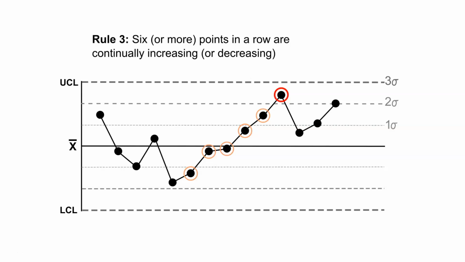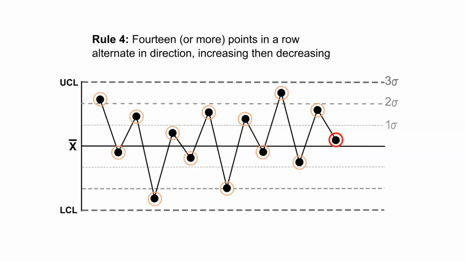Rule number 3 is when you have 6 or more points in a row continually increasing or decreasing. You're seeing a trend here, and you want to understand why that's occurring. Rule number 4 is when you have 14 or more points in a row alternating in direction, increasing then decreasing, up and then down. Not very common. You want to understand why that's occurring.